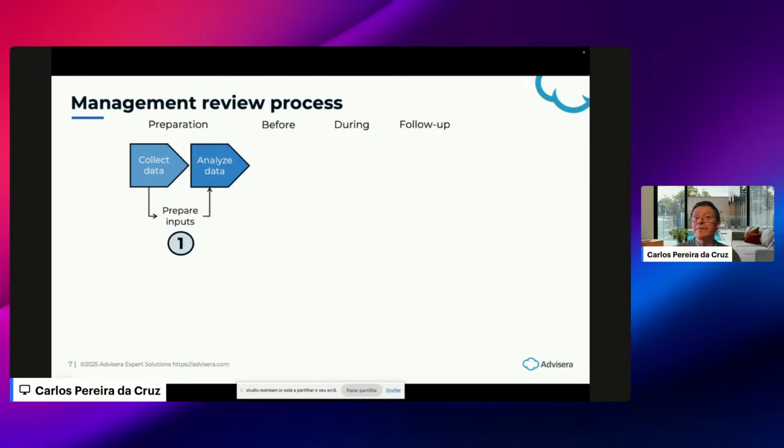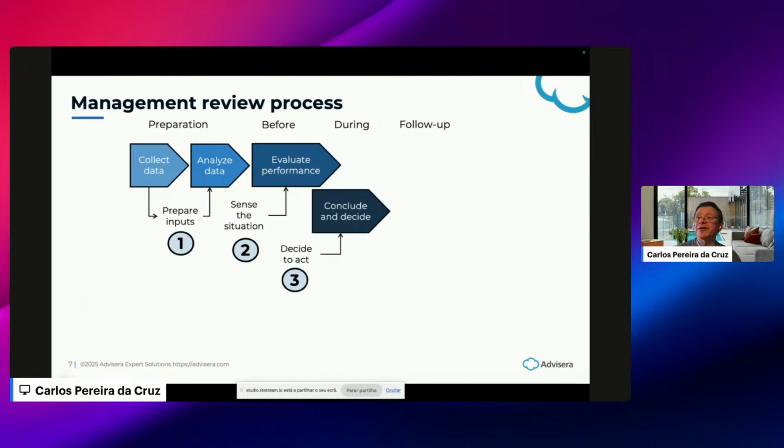Now, still before the meeting, in the preparation: meeting time is too expensive and should be used wisely. So use it for discussions and decisions, not for long presentations. After preparation and before the meeting, an agenda should be prepared and sent to participants together with the input information, a kind of management review report. And participants should study the information before the meeting.